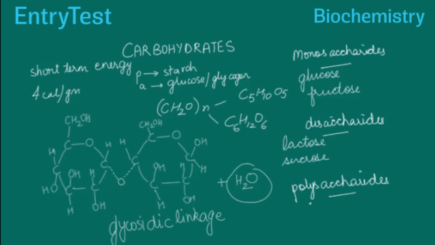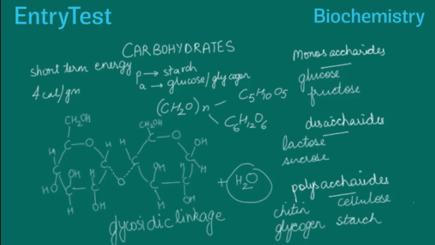And examples of polysaccharides include chitin, from which the exoskeleton of insects is made, and glycogen, which is a form in which glucose is stored in our bodies, and cellulose, which is a component of the cell wall of plants, and even starch, the form in which carbohydrates are stored in plants. So that is all that you need to know about carbohydrates.